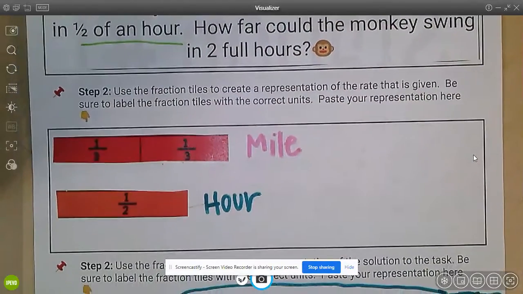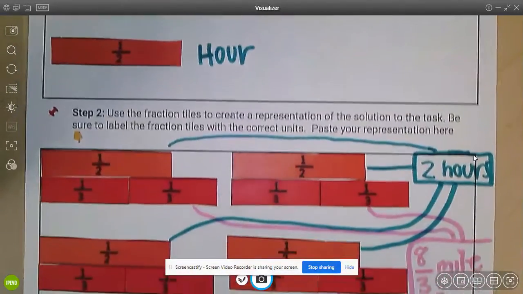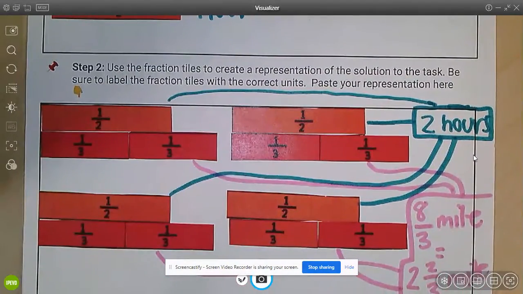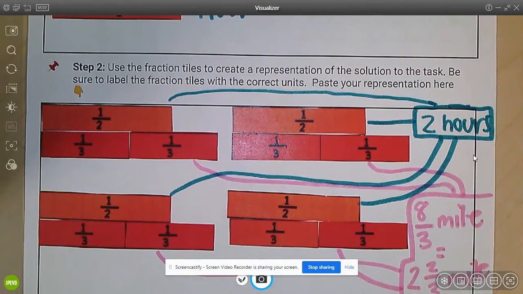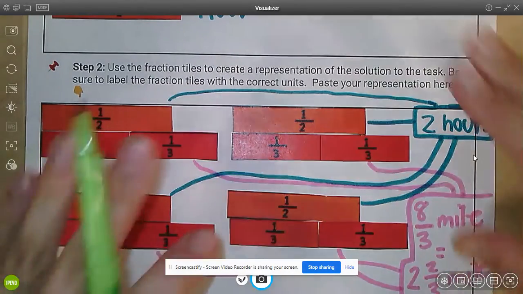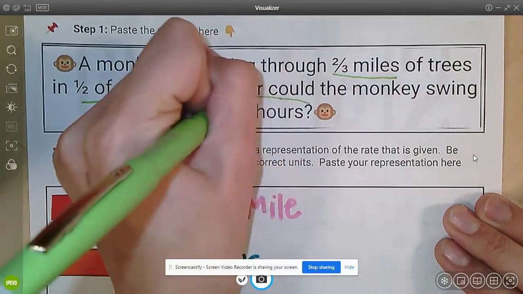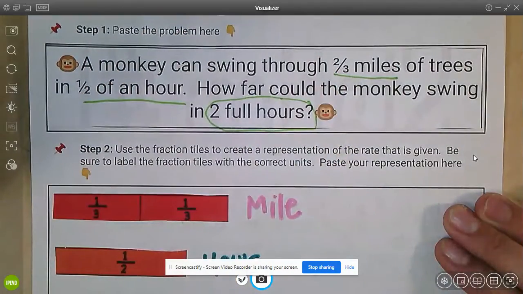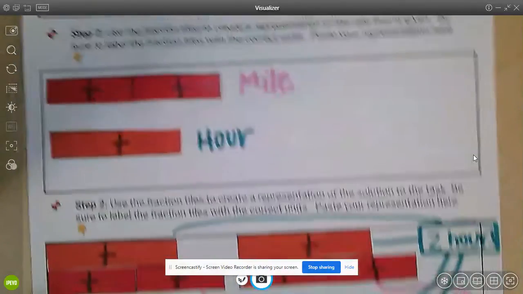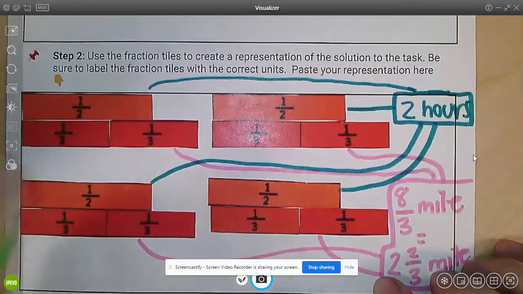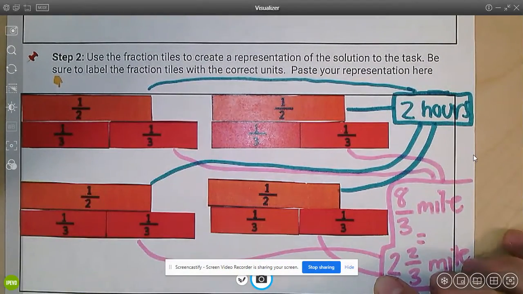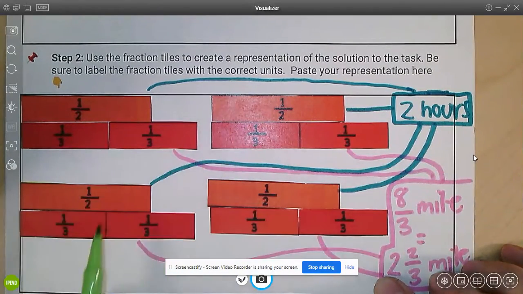All right, the next step is to use the fraction tiles to create a representation of the solution to the task. Be sure to label the fraction tiles with the correct units and paste your representation here. My original question wanted me to figure out how many miles in 2 full hours. So using that information, I created a representation that would have 2 full hours, right? So 2 halves is 1 hour, and then another 2 halves is 2 hours. Now that's 2 full hours.